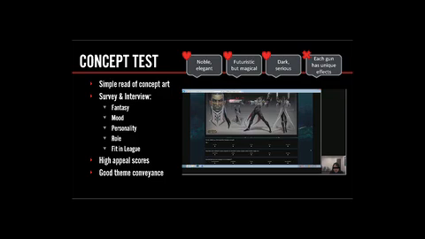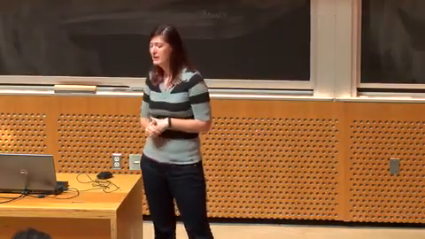So step 1, just like I showed you earlier, was to do this concept testing. And we got some pretty good feedback based on that. He felt fast, his fantasy was good with players. They liked the mood. They felt like he fit.